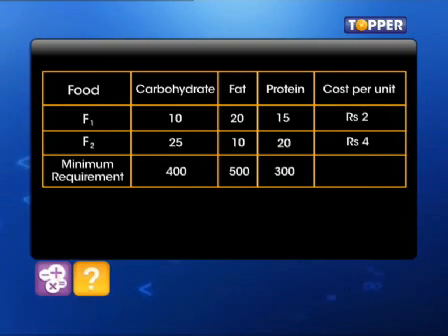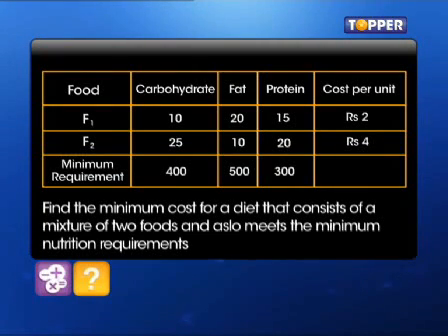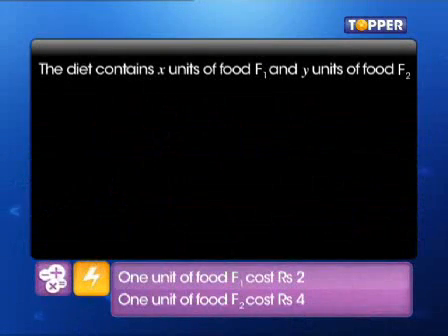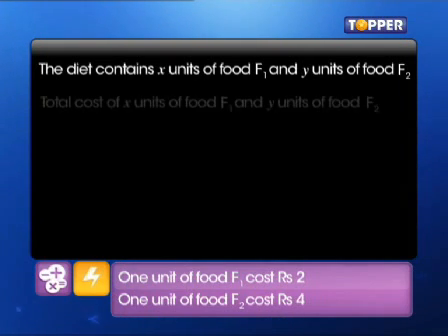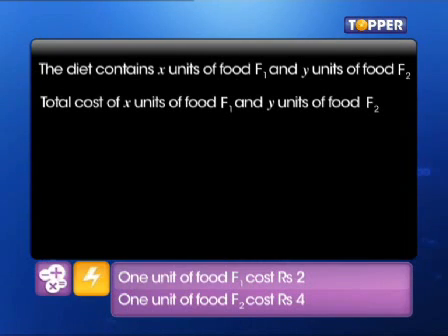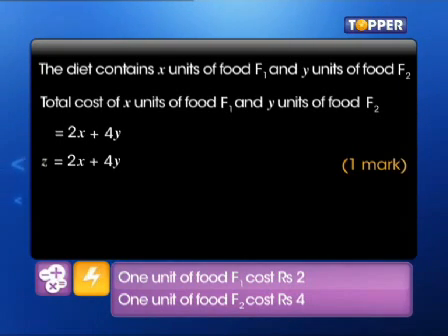You've guessed the question. Find the minimum cost for a diet that consists of a mixture of these 2 foods and also meets the minimum nutrition requirements. Formulate the problem as an LPP. Now suppose that the diet contains X units of food F1 and Y units of food F2. The total cost of X units of food F1 and Y units of food F2 is, you guessed it, rupees 2x plus 4y. Now let Z denote this total cost. This gets you 1 mark.